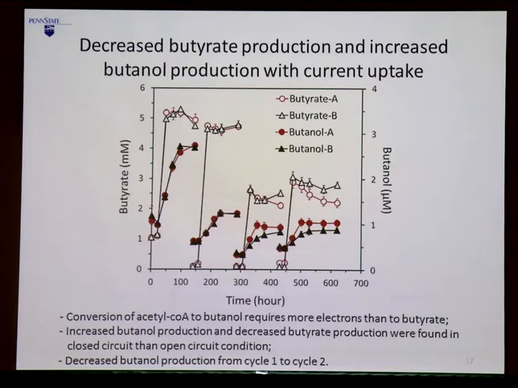The conversion of acetyl-CoA to butanol requires more electrons than to butyrate, as I've shown you in the previous slides. Here we have seen increased butanol production in the closed circuit, while butyrate production decreased in the closed circuit. We have also seen a similar trend of decreasing butanol production from cycle 1 to 2, similar to the decrease of the current uptake.